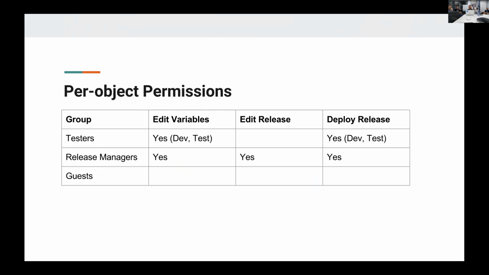So, for example, here's what the permissions for a project might look like for a set of groups. So for the testers group, they might have permissions to edit variables, but scoped to dev and test. This should look pretty familiar to today, except that this belongs to that project rather than at a global level.